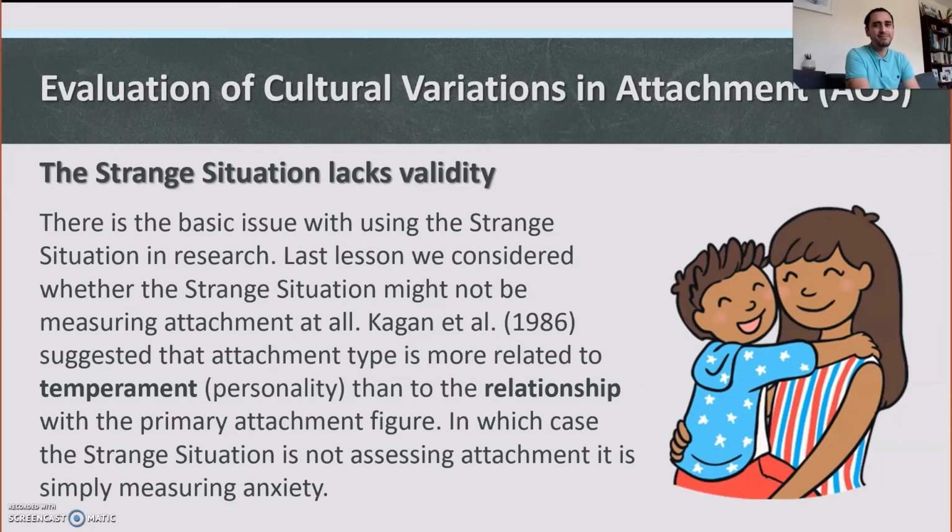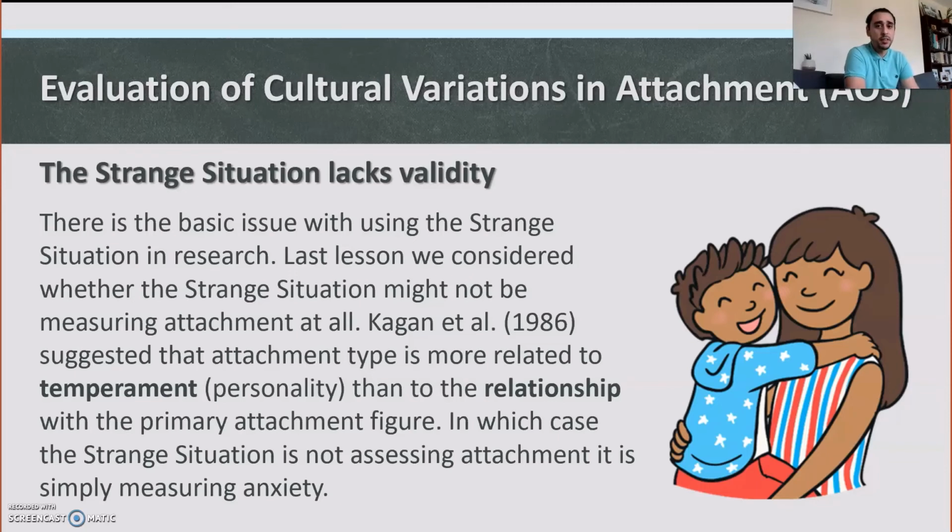People argue, actually, I don't think Ainsworth's strange situation is a very good way of measuring attachment types. So people have questioned the validity, the genuineness of this observation. It was a controlled observation. Other people like Kagan have argued that it isn't actually testing attachment type. It's just testing personality, temperament, the way that you are.